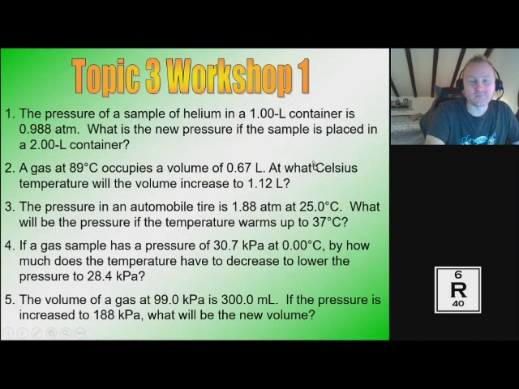All right. So your workshop here is 5 little practice problems. Again, you'll see that I'm giving you 3 values. Here I've got a volume and a pressure in the first situation, and then I've got a new volume and I'm asking you what the pressure is. So you're going to have to use one of those 3 laws to solve these problems.